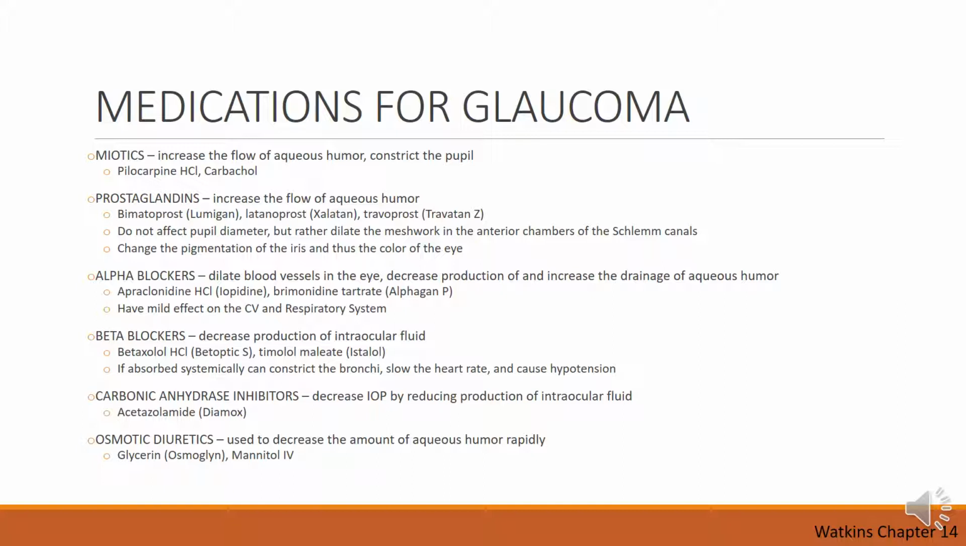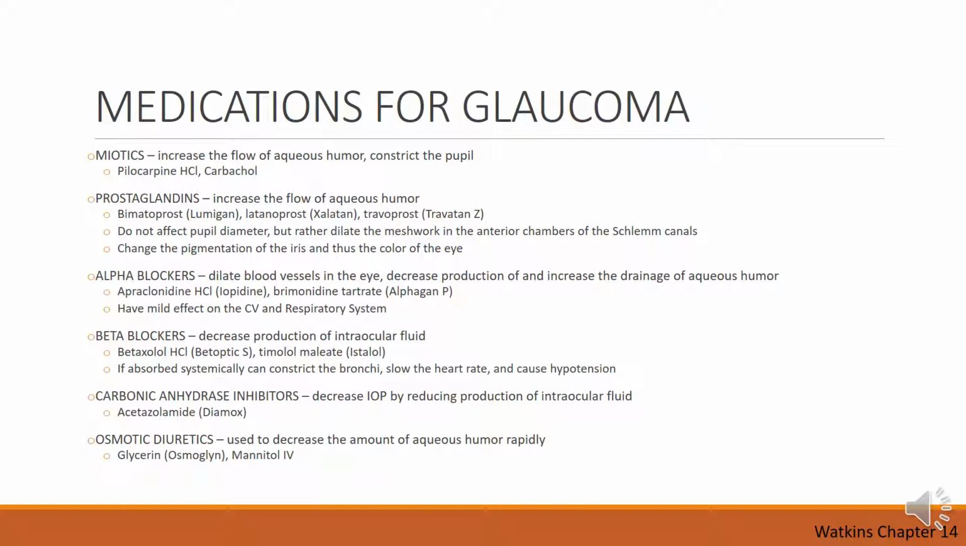Alpha blockers are going to dilate blood vessels in the eye, decrease production of and increase drainage of aqueous humor. These end in dine. You'll see that is the same on all these. And they will have a mild effect on the cardiovascular and respiratory system with them being alpha blockers.